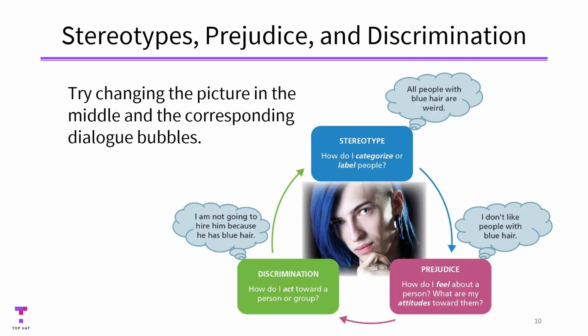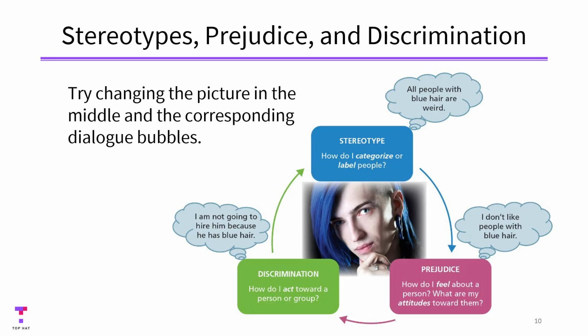So it's important when you're looking at forms of oppression that you're able to distinguish between stereotypes, prejudice, and discrimination. So when we look at this diagram here, we know that a stereotype is based on a cognitive process where we categorize or we label people, and it's something that we think about. So if we're looking at the picture of the person in the middle of the circle here, and we look at the color of their hair, if we're using a negative stereotype, we might say, I think that all people with blue hair are weird. But this can lead to prejudice.